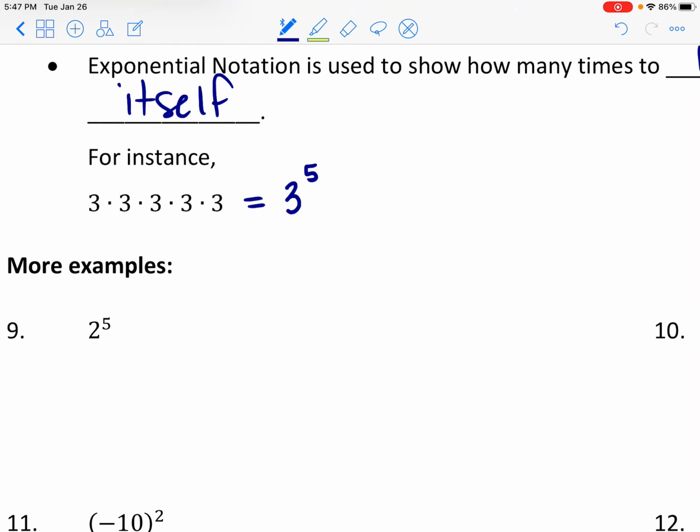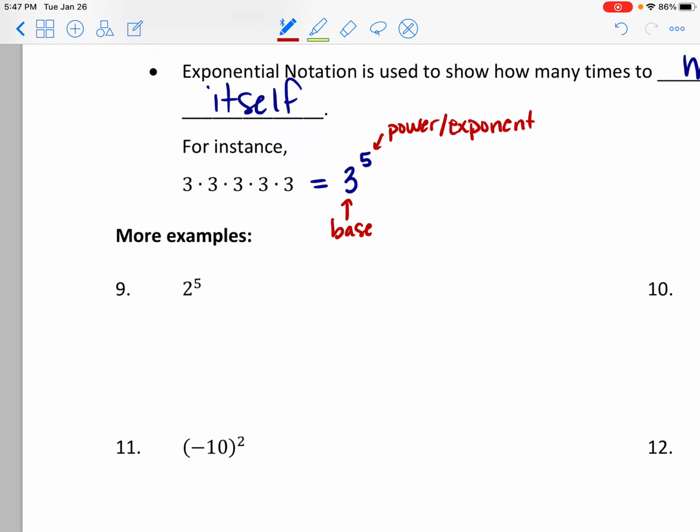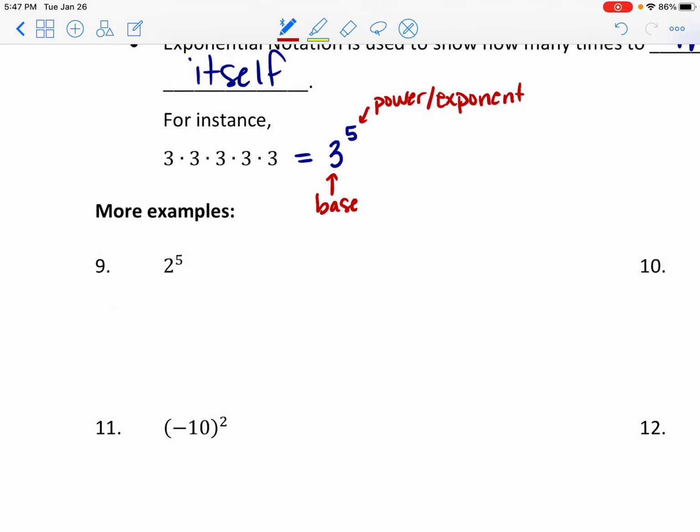Okay, so the 5th power there, again, this is called a power, or an exponent, is telling us to multiply our base of 3 by itself 5 times. All right? So when you see something like 2 to the 5th power, it means take 2 and multiply it by itself 5 times. So 2 times 2 times 2 times 2 times 2. So it's 2 to the 5th power, 2 times 2 times 2 times 2 times 2, 5 times. Or we could say that this has a value of 32.